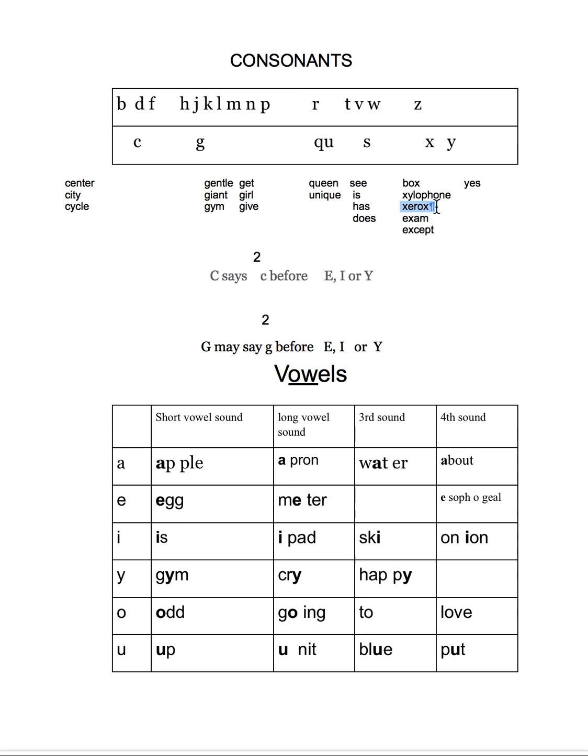Xerox. Exam. The EX says egg, z. Exam. Accept. You hear the x in accept. And the letter Y has one consonant sound. Y, yes. Now, Y is special because it is not only a consonant, it is also a vowel.